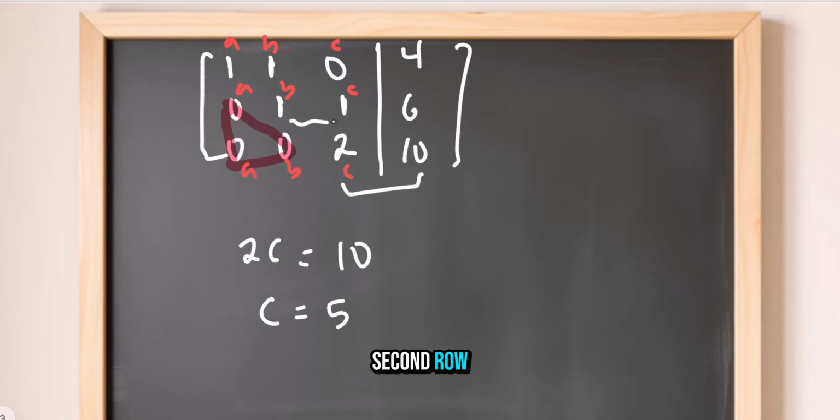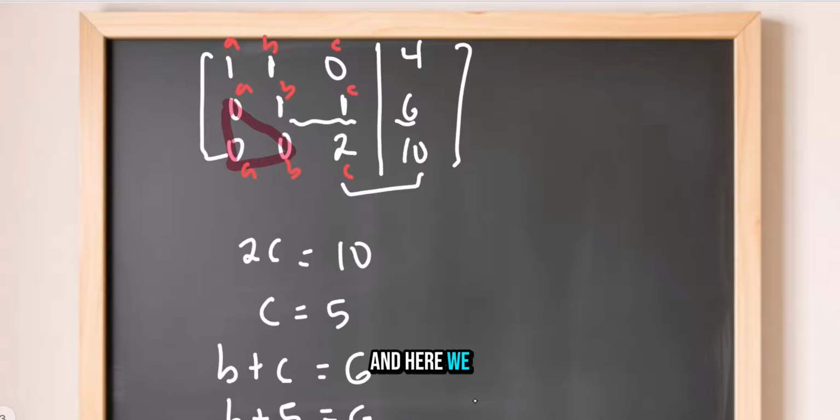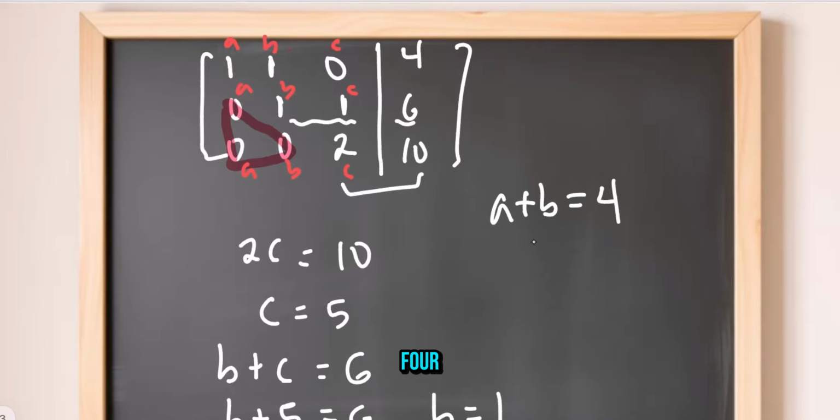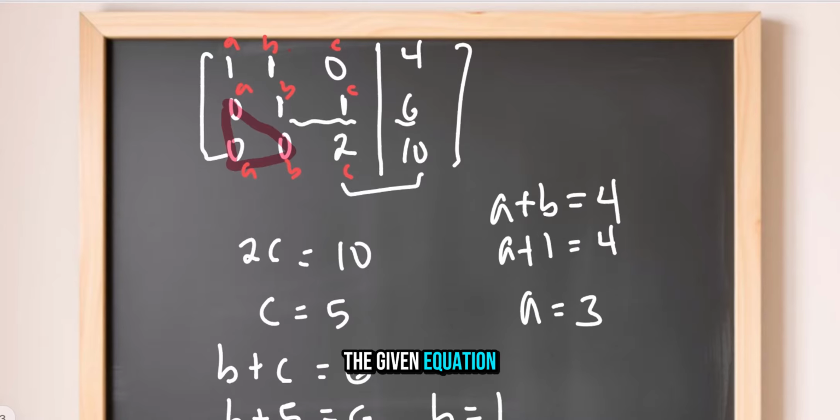Moving to the second row, we have our B plus C to be equals to 6. So here we have our C to be 5, so B plus 5 equals to 6. And here we have our B to be equals to 1. And looking at the first row, we have A plus B to be equals to 4. We have A plus 1 to be equals to 4. And here we have A to be equals to 3. If you plug this into the given equation, you will confirm that this is absolutely true.